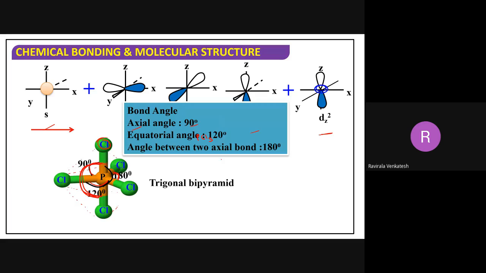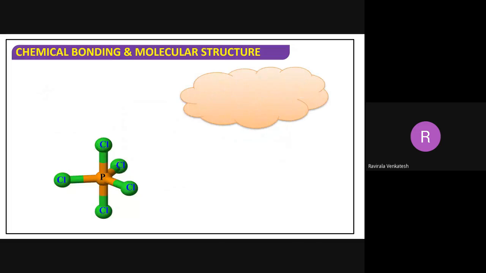But sp3d has 3 bond angles: 180, 120, 90. Three bond angles are there. Isn't it? So three types of bond angles you are going to get. This is also important for you. Right? Next. Now, if you observe, equatorial and axial bonds.